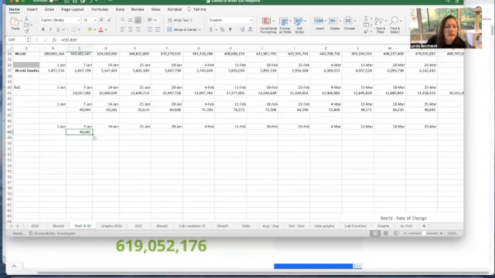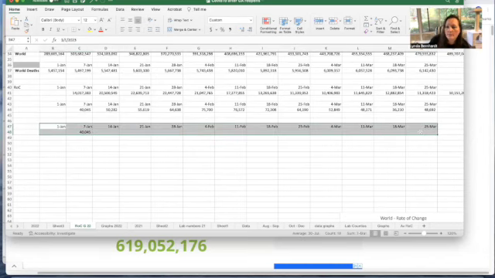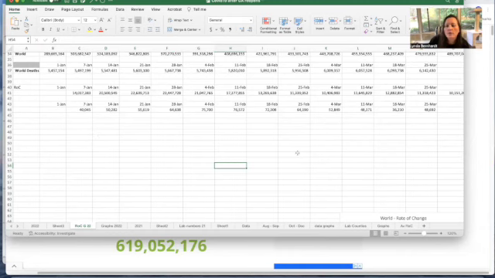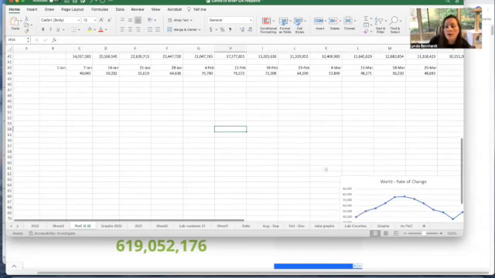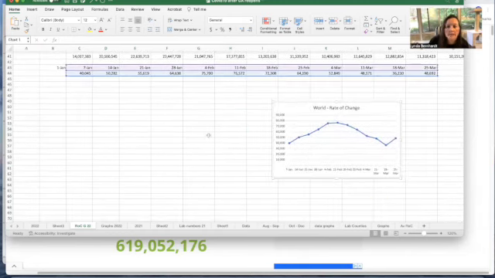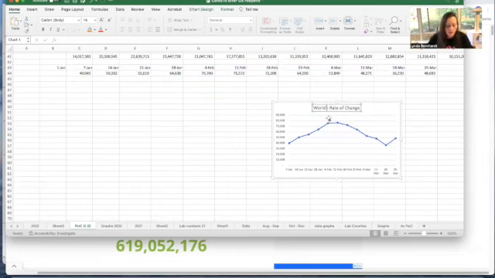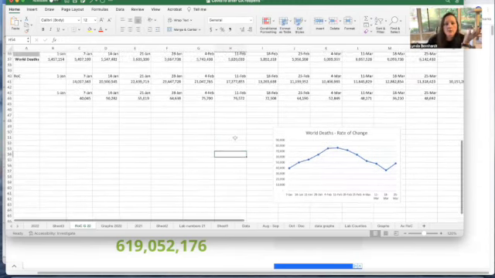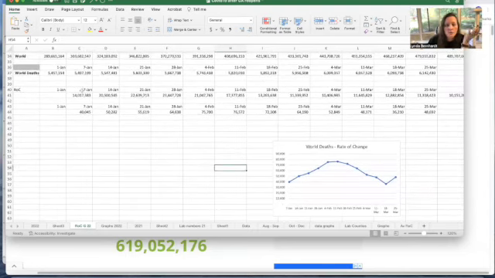Oh, I already had them. Never mind. So I just realized that. Delete. So which one did I just do? Oh, this is the rate of change of the deaths. Okay, so let me adjust that. World deaths, rate of change. So now let's do one of just the actual cases.